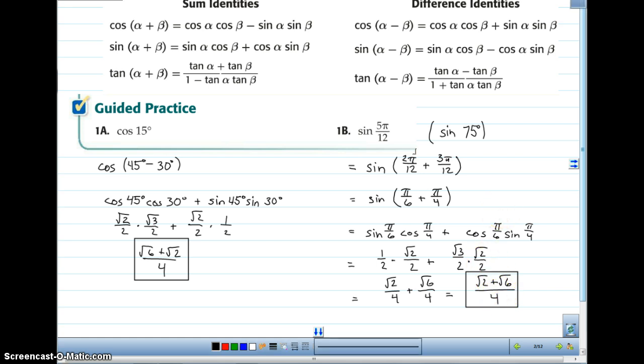There is an identity that lets us know 5 pi over 12 is the same thing as 75 degrees, which we notice is complementary to 15 degrees. So the cosine of 15 degrees should be equal to the sine of 75. That's our cofunction identity right there. And this is kind of proving it.